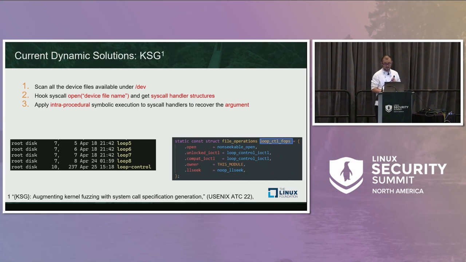Then we compare SysDescribe against a dynamic solution, for example, KSG. Again, I first introduce the overall workflow. First, KSG scans all the device files available under /dev, for example, the figure on the left. Second, they hook the syscall open on those device files and get the syscall handler structure, for example, the figure on the right. Finally, they apply an intra-procedural symbolic execution to syscall handlers to recover the arguments.